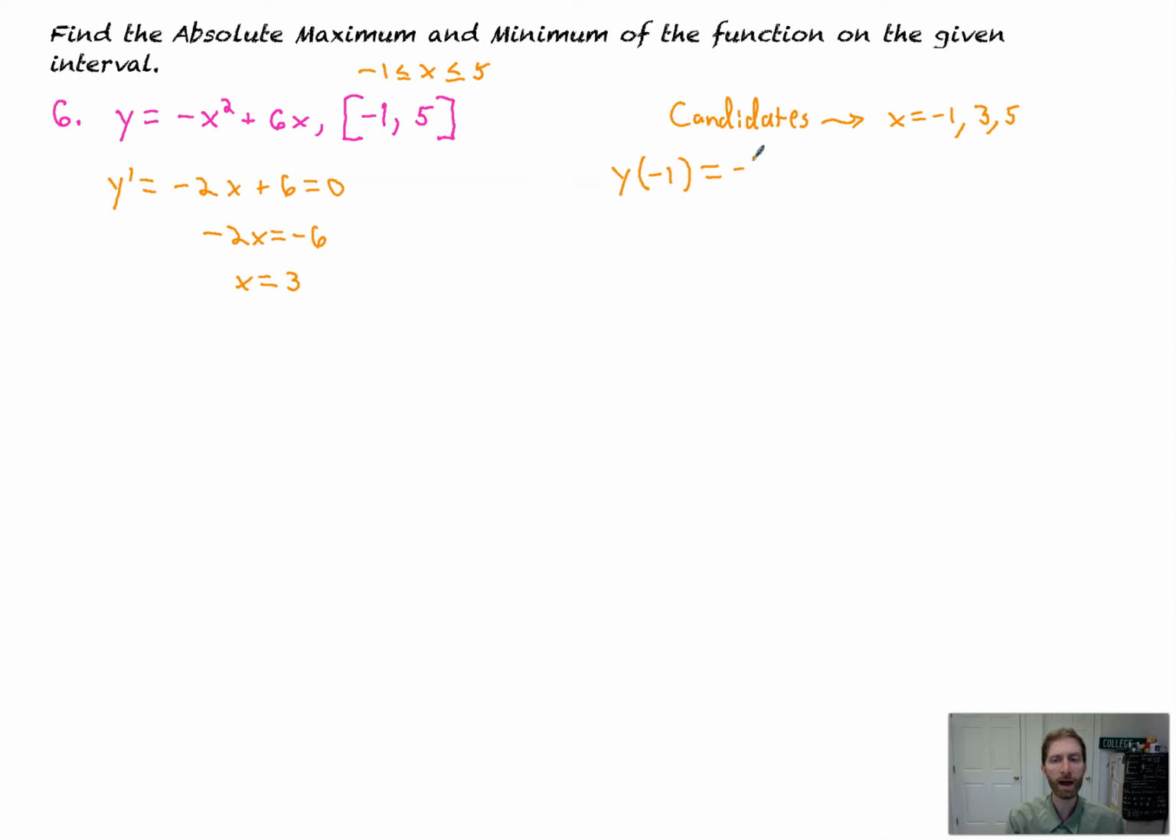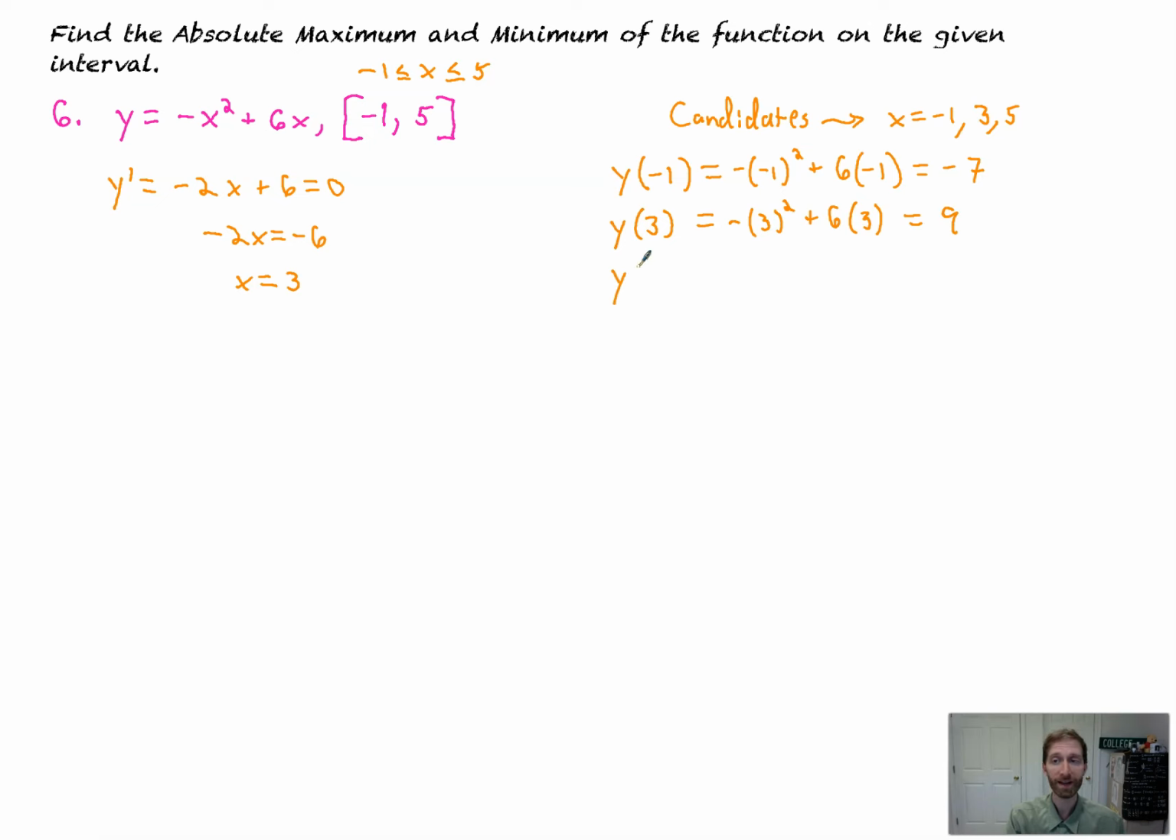So that's going to be minus -1 squared plus 6 times -1. So -1 squared is 1. The opposite of that is -1 plus a -6. So that's going to be equal to -7. All right. Y of 3, again, we're plugging 3 into this function. That's going to be the opposite of 3 squared plus 6 times 3. And we're going to simplify that. That is 3 squared is 9, minus 9 plus 18 is 9.